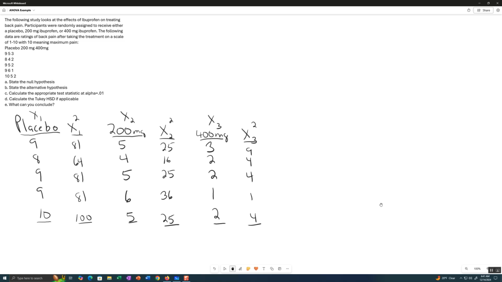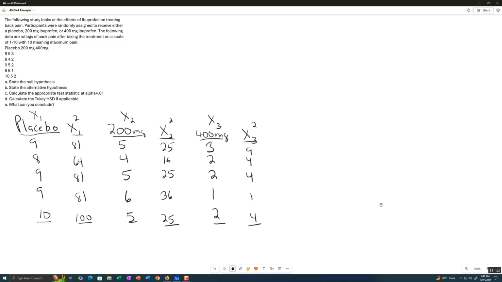Now, in this problem here, which I set up for you, we're looking at back pain. The following study looks at the effects of ibuprofen on treating back pain. Participants were randomly assigned to either receive a placebo, 200 milligrams ibuprofen, or 400 milligrams ibuprofen, and then they rated their back pain after taking the treatment on a scale of 1 to 10, with 10 meaning maximum pain.